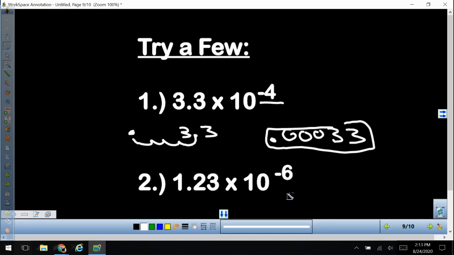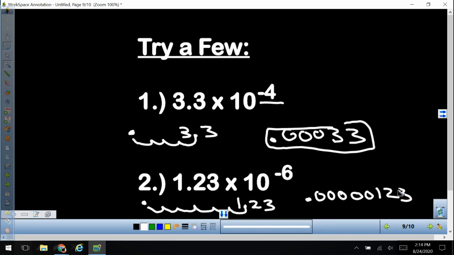Number 2. You can pause it if you want to try this one on your own. Rewrite the coefficient, 1.23, and the exponent is negative. So my decimal is going to be going to the left 6 times. 1, 2, 3, 4, 5, 6. So my new number is 0.000000123. Very small number because the exponent is negative.